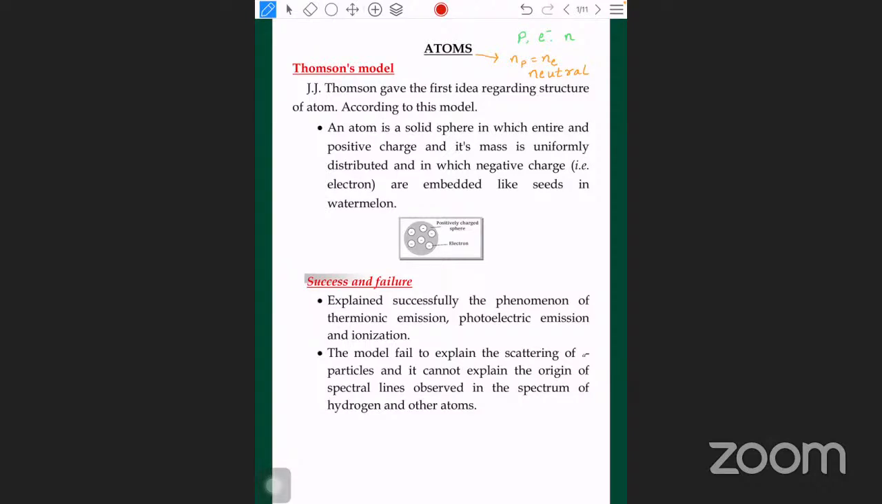In order to explain the structure of the atom, various theories were developed. The first one is the J.J. Thomson atomic model. The second one is Bohr's atomic model. And the alpha scattering experiment, or we can consider it as the Rutherford atomic model. So these are the three models which we are analyzing to explain the structure of the atom. The first one is the J.J. Thomson atomic model, the second one is the Rutherford alpha scattering model, and the third one is Bohr's atomic model.